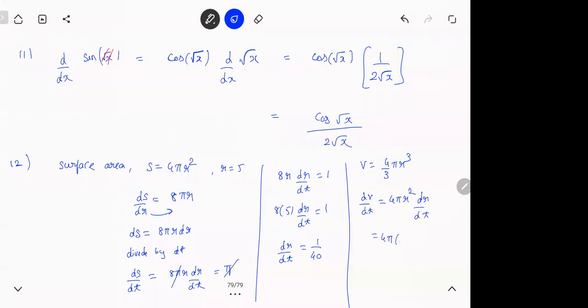4 pi r is how much? 5 square. What is dr by dt? 1 by 40. 4 is 10, is 1, 5 is 1, 2 is, and 5 pi by 2. That will be your C option.